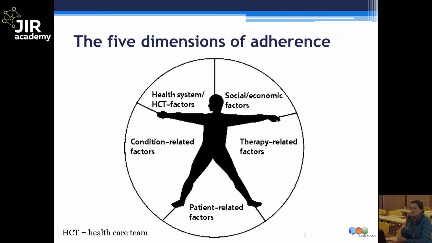So there are 5 dimensions of adherence. There are socioeconomic factors. You told about it. It is a house. He's living, his parents are divorced. He is living not as before in only one house. There are therapy-related factors. That's the colchicine toxicity. That's the death of his grandmother.